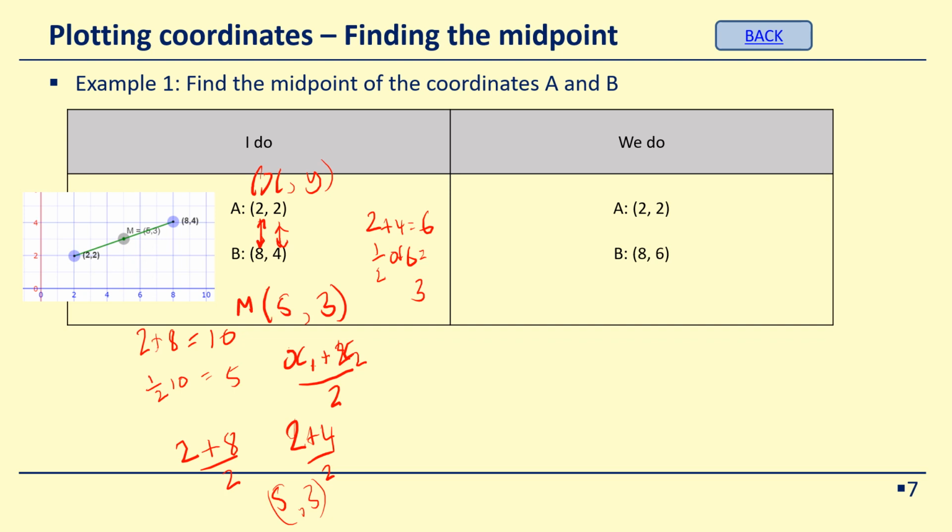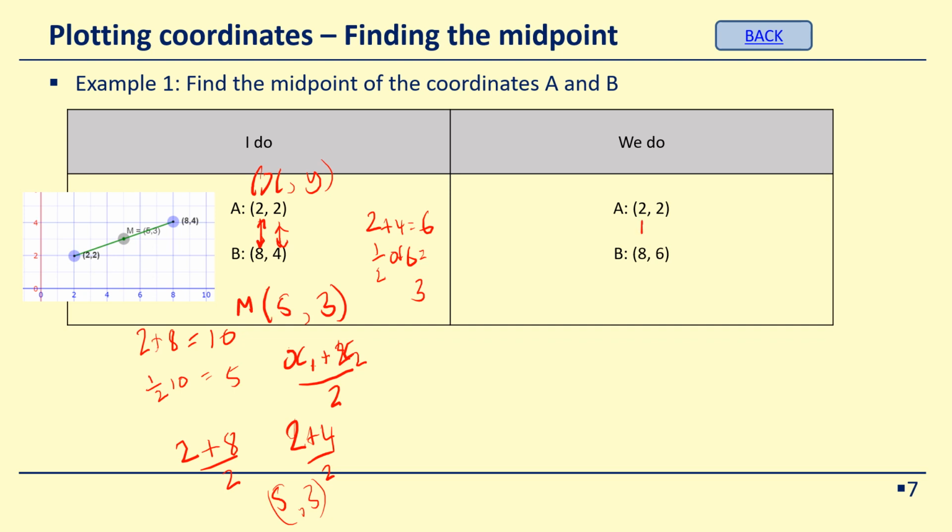Okay, right, so you have a go at the we do. So it's similar to the first one. Pause the video now, try it. Okay, if you haven't paused the video yet, pause it now, otherwise I'm going to just do the answer.